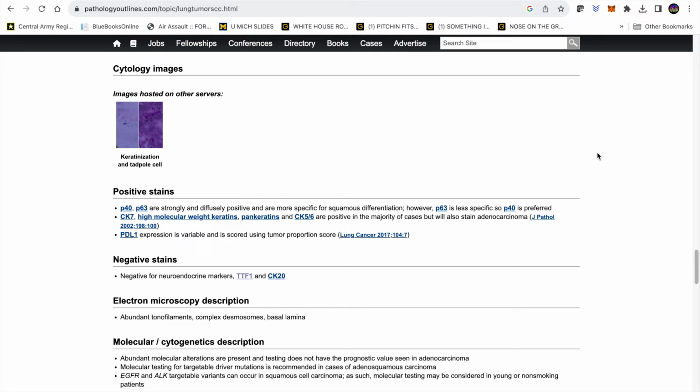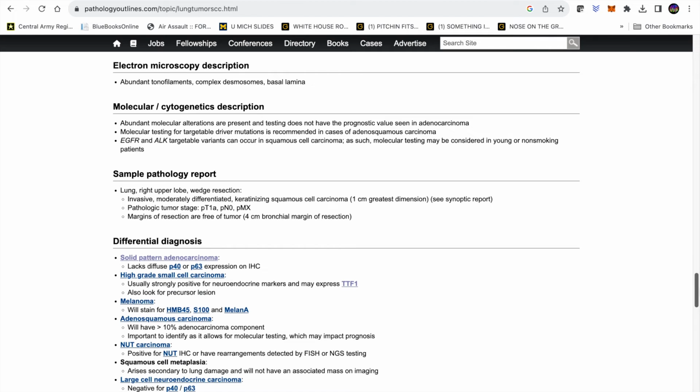And then PD-L1 expression is variable and scored using tumor proportion score. And then again, importantly, they are going to be negative for neuroendocrine markers, which could be used for a small cell carcinoma or a neuroendocrine tumor, and then negative for TTF1 and CK20. So that's it. Quick review of squamous cell carcinoma.